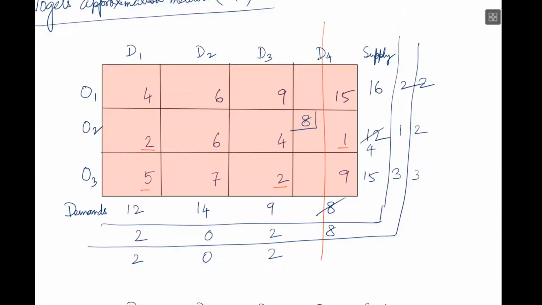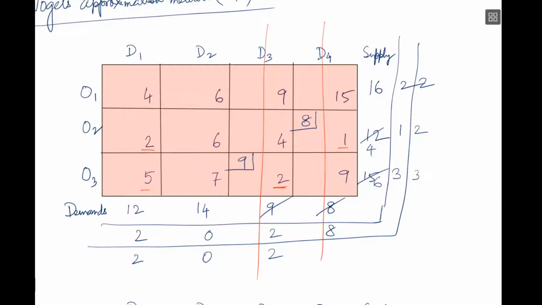And we see in this stage the maximum difference corresponds to the third row, and in the third row the minimum cost is in the cell 3, 3, corresponding to the cost 2. So we make the allocation at the 3, 3 cell, where the maximum possible allocation is 9, so that 9 has been exhausted and 15 has been reduced to 6, and we discard the third column.